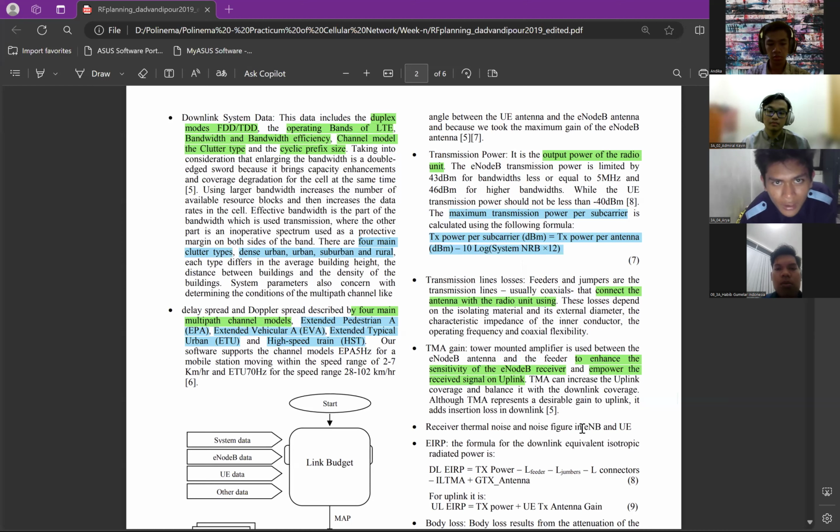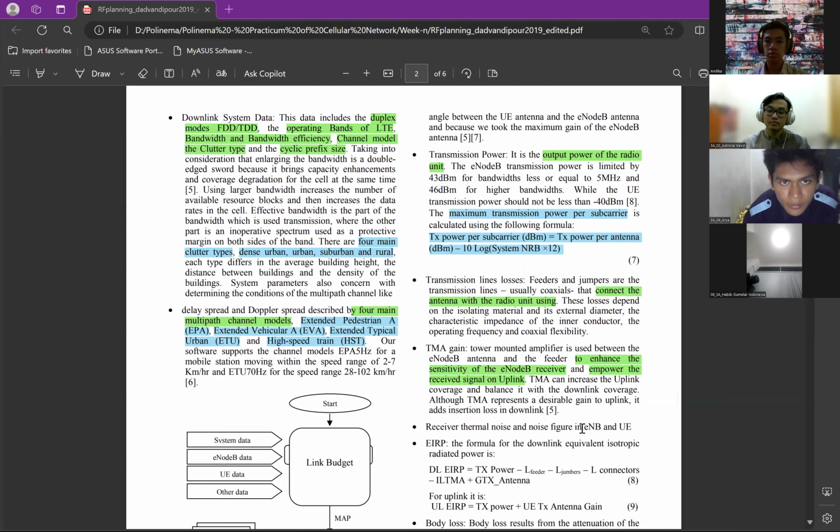Next is the system data. This data includes the mode, FDD or TDD, the operating band for LTE, the bandwidth and bandwidth efficiency, the channel model, the cluster type, and the cyclic prefix size, taking into consideration that enlarging the bandwidth is a double-edged sword because it brings capacity enhancement and coverage degradation for the cell at the same time.